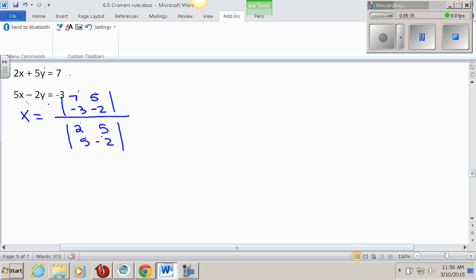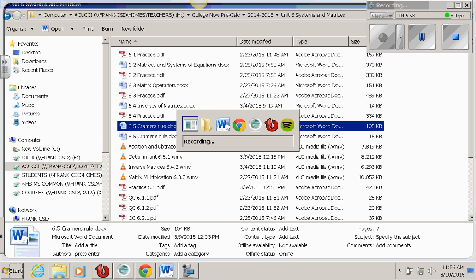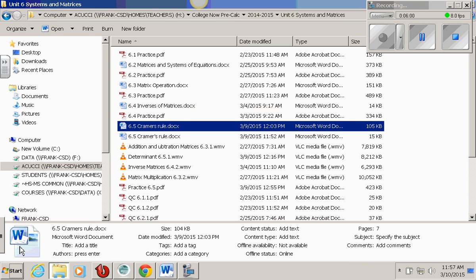Okay. So what this equals in the numerator is negative 14 plus 15 over negative 4 minus 25, sorry. Okay. Which is 1.